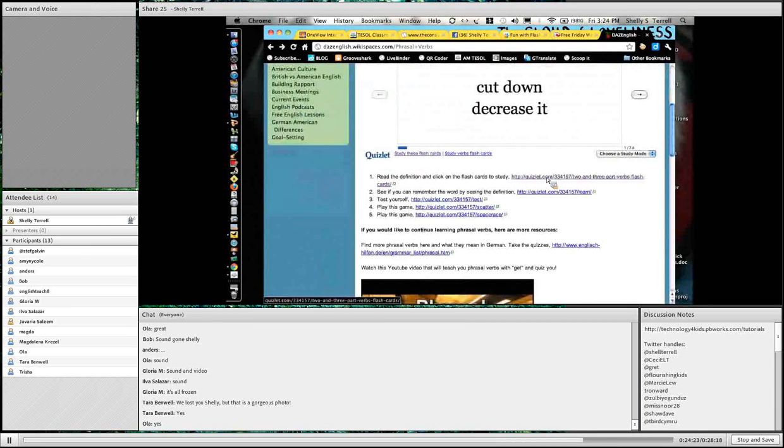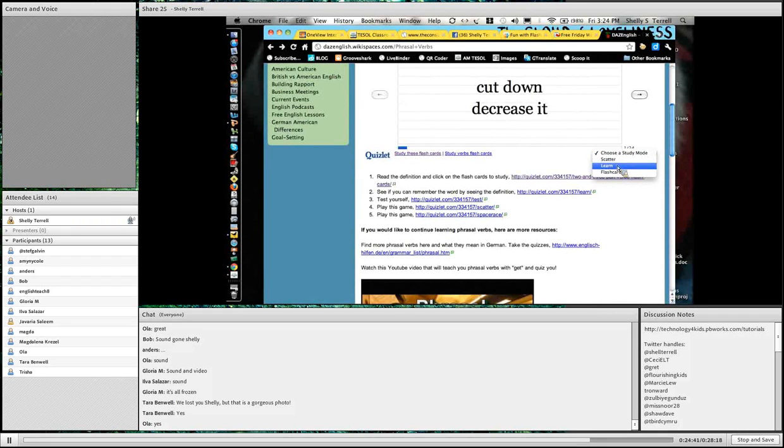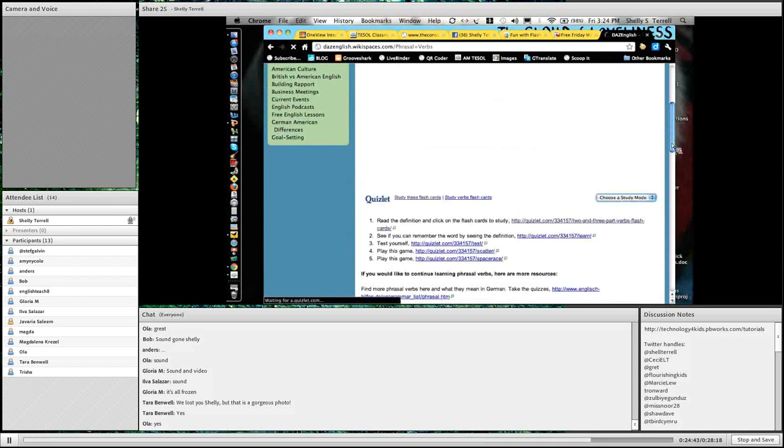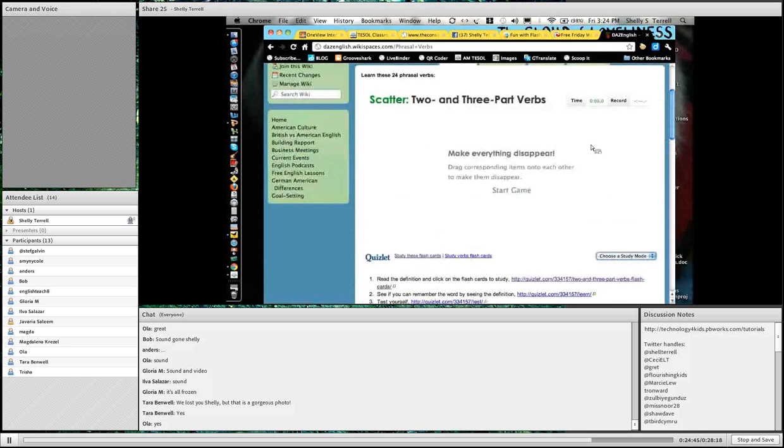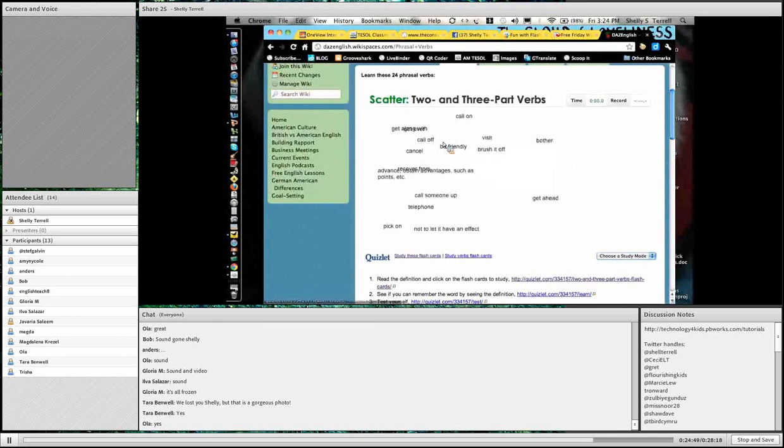I say, read the definition, click on the flashcards to study. See if you can remember the definitions by seeing the words. Test yourself. And then they have the scatter game, and then they have space race. Or they can do it right here. So I'm going to go ahead and do the scatter. They can actually play it within the wiki themselves. They don't even have to go to the website. So they start the game.